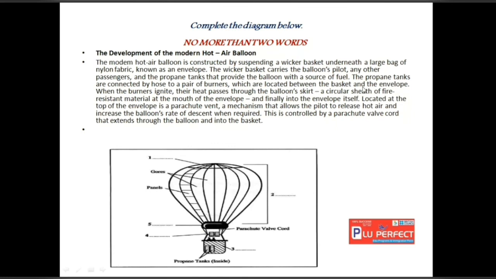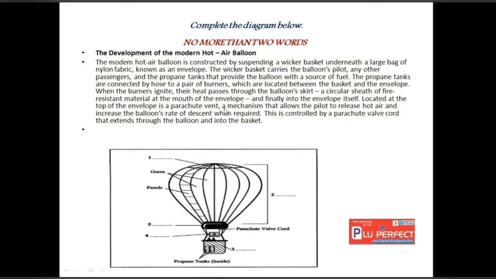Then let's move ahead and finally into the envelope itself. So it goes over here, located at the top of the envelope. So this is the envelope, and at the top, located at the top of the envelope, is a parachute vent. Parachute. So first answer is parachute vent.